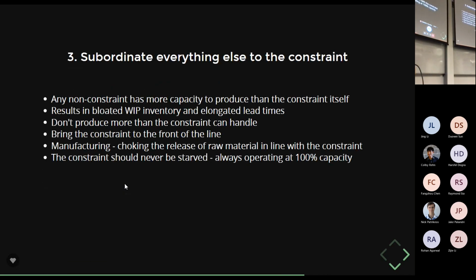The next one is where we move the slowest person to the front. We subordinate everything else to the constraint. I kind of have already talked about this, but we essentially bring the constraint to the front of the line. In manufacturing, this is called choking the release of raw material in line with the constraint, and the constraint should never be starved. It should always be working at 100% capacity.